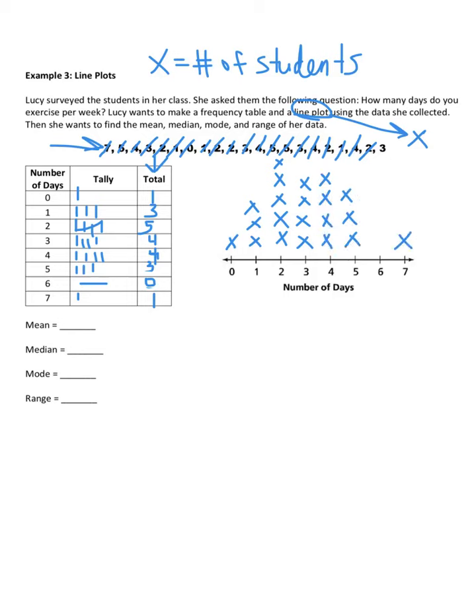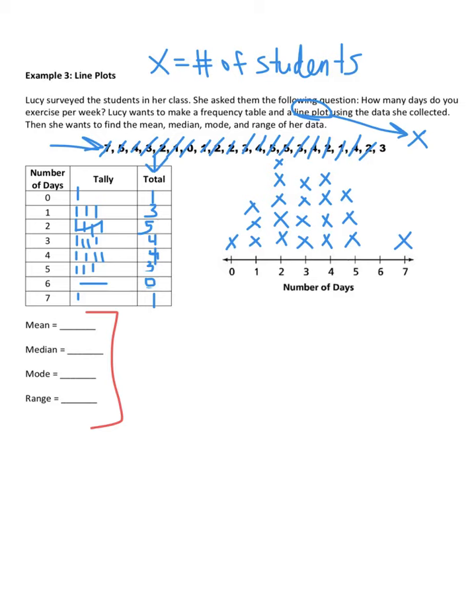So if you take a look at the line plot, I finished putting X's on them. So now I can kind of see what's going on in my line plot. I can see that 1 student exercises 0 days, 3 students exercise 1 day, 5 students exercise 2 days, and so on. So now I need to figure out my mean, median, mode, and range.